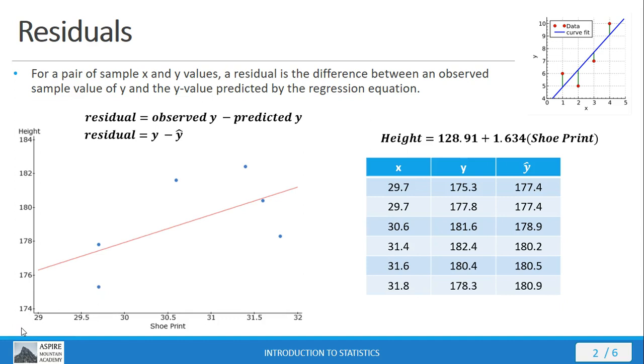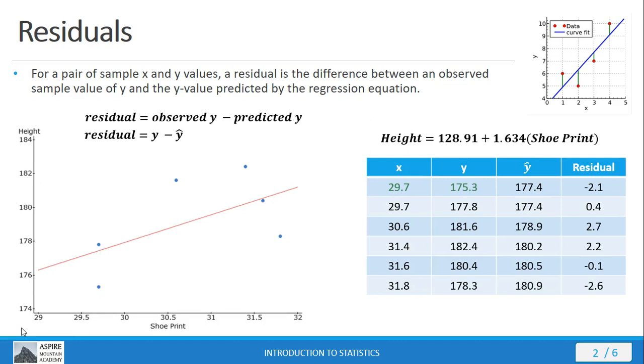So now we've got observed values for y, which come from the data points themselves. That's the second column in the table. And we've got predicted values for y using the regression equation. That's the last column in the table. So now if we subtract the predicted from the observed, so take the third and subtract from the second, we get another column which lists the residuals for this data set.